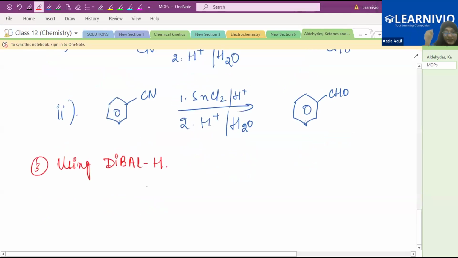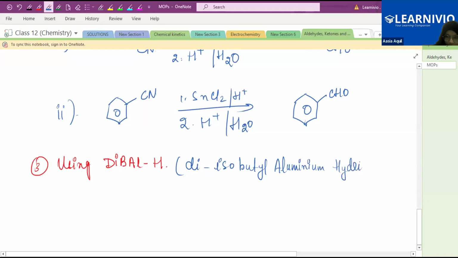So what is DIBAL-H? First write down the full form. Di, I for iso, B for butyl, aluminium hydride. It is again a reducing agent. Okay, so let's see the structure first.